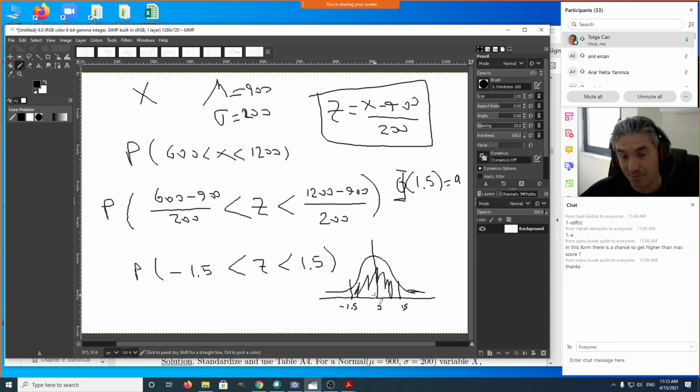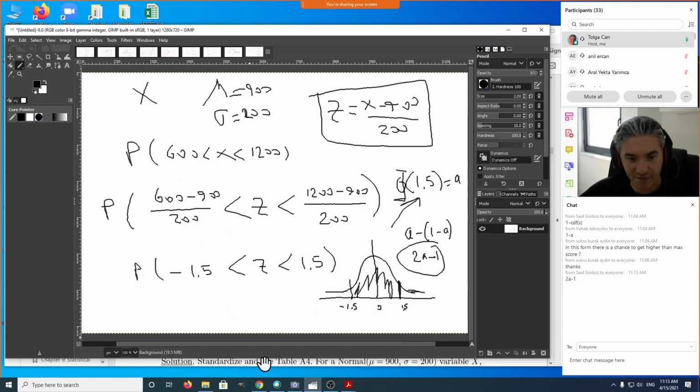So the probability that I'm looking for, the CDF of this part, is going to be 2A minus 1, exactly. If the CDF of 1.5 is A, this area under the curve is going to be 1 minus A. So I need to subtract it from A. 1 minus A is going to be subtracted from that. It's going to be 2A minus 1. Exactly right. So all you need to do is look at the CDF of 1.5 and compute this.